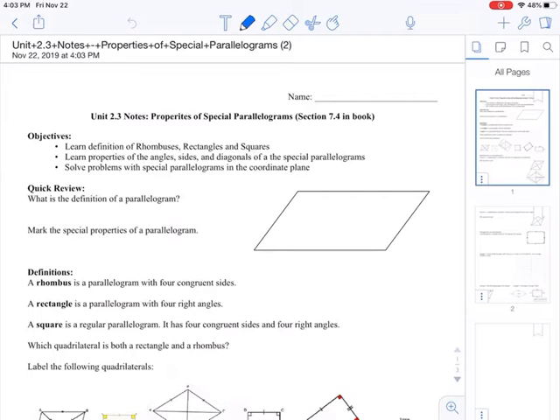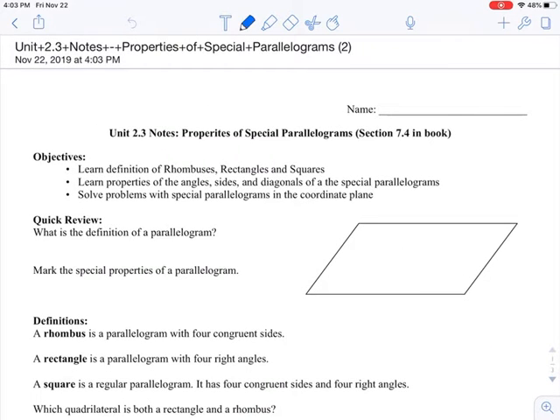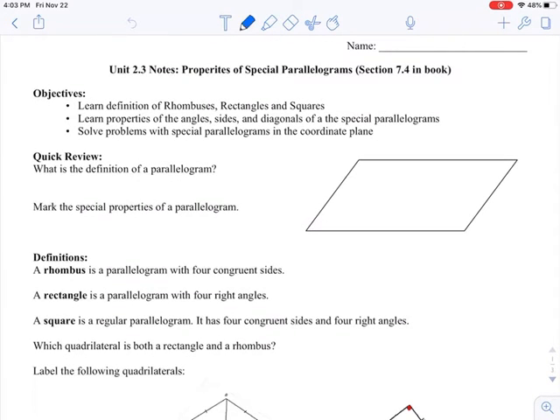Today we're going to go through the notes for section 2.3, Properties of Special Parallelograms. Here we go. Our objectives today are to learn the definitions of rhombuses, rectangles, and squares, to learn the properties of the angles, sides, and diagonals of the special parallelograms, and to solve problems with special parallelograms in the coordinate plane.